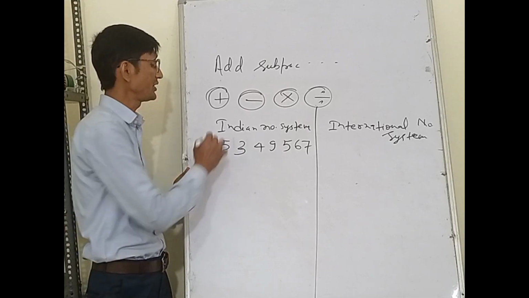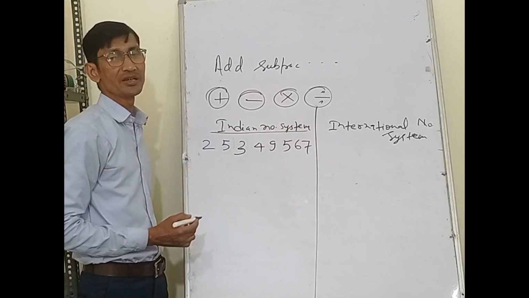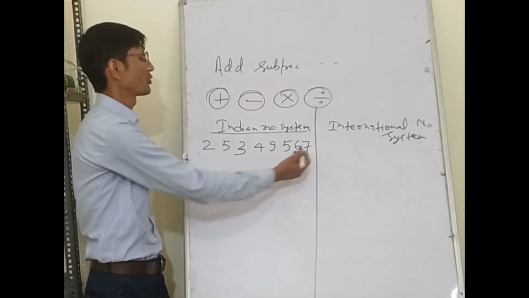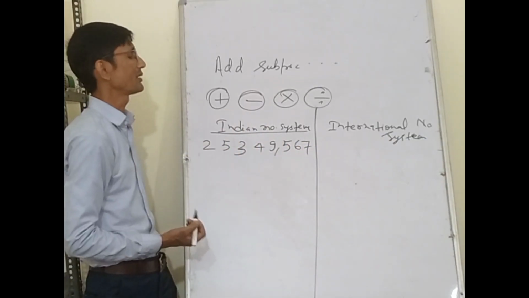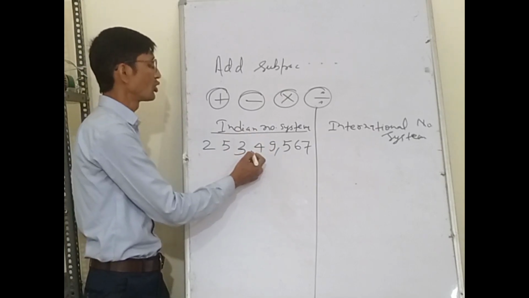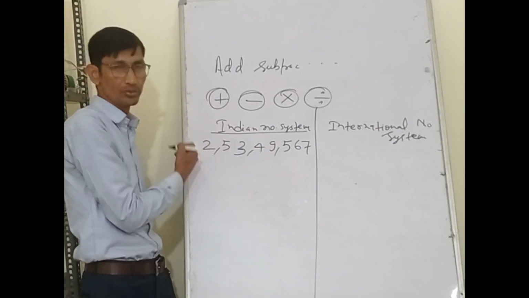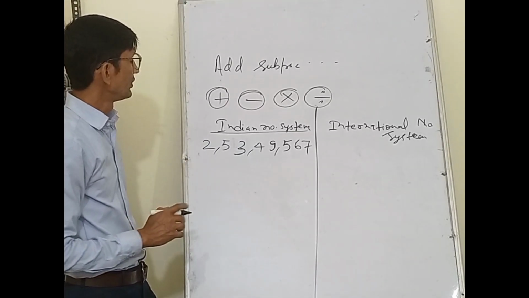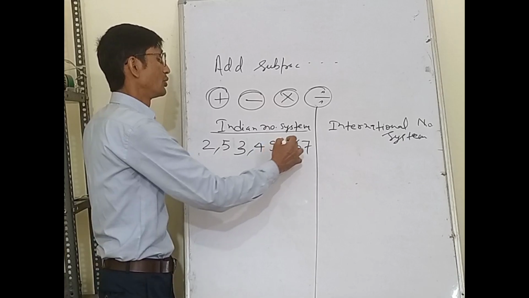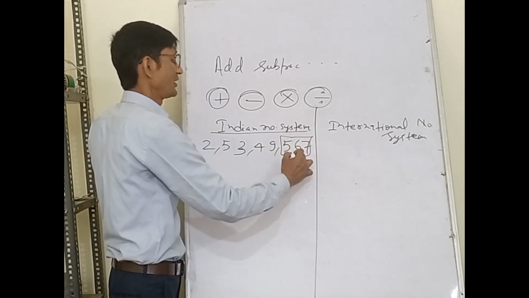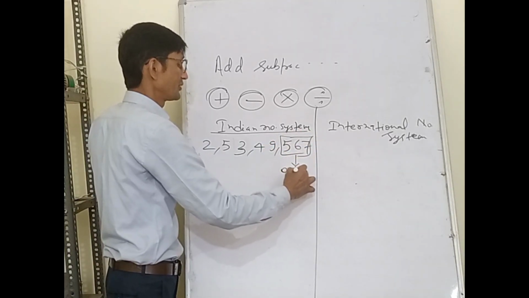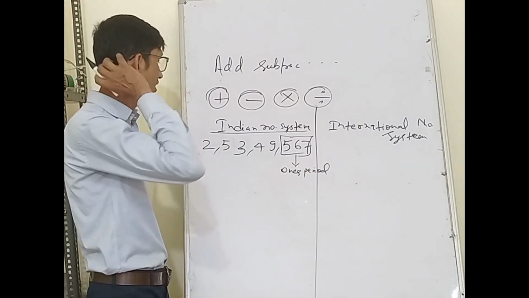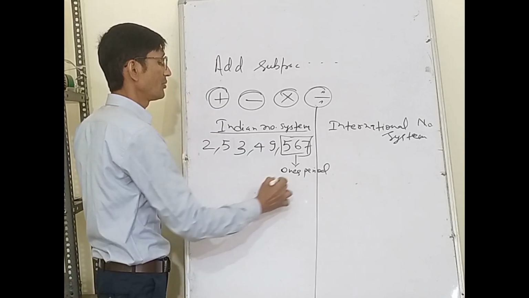In the Indian number system, you always put a comma after 3 digits from the right side, and after that you put a comma after every 2 digits, 2 digits, 2 digits, and in the last just leave it. The group of 3 digits at the end is called the ones period. You always put a comma after periods. How many periods are there in the Indian number system?